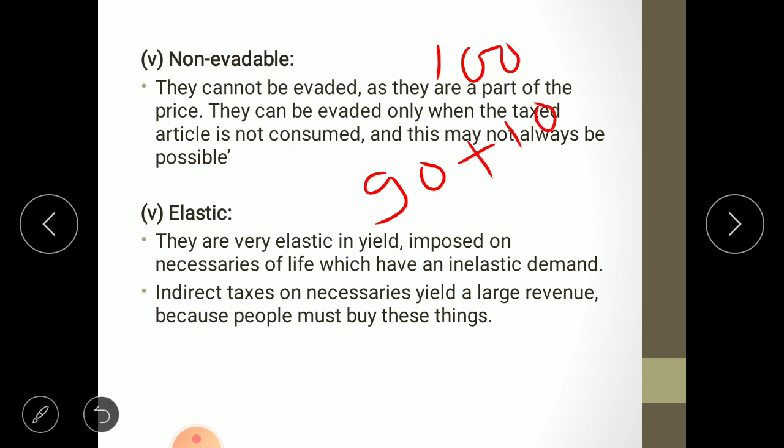No one will tell you that 90 rupees is the price and 10 rupees is the tax out of 100 rupees. You have to make the payment of 100 rupees, so by that way there is an automatic payment of tax of 10 rupees. So that is non-evadable. If you don't want to pay the indirect tax of 10 rupees, it is only possible if you don't purchase that commodity of 100 rupees. So there is no way out to avoid or escape from the payment of indirect taxes.